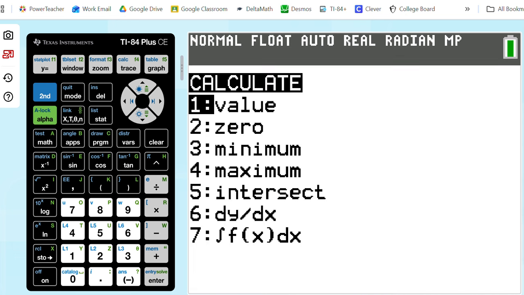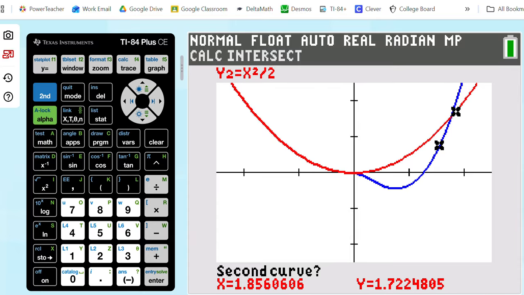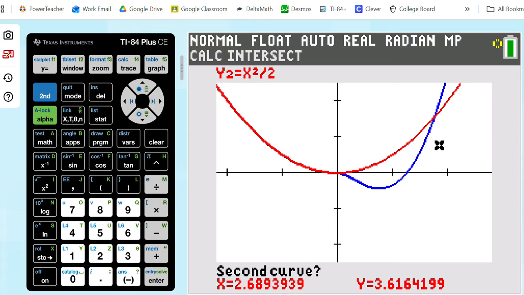So if we do our second calculate option 5 intersect for this, we just need to find this one point of intersection. And when we do that, same method as before. Oh, we've gone way too far again. I've lost it. We'll try this again. We end up getting this value of 1.7583615.